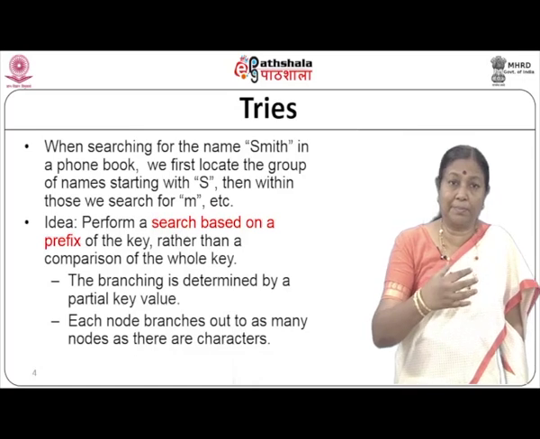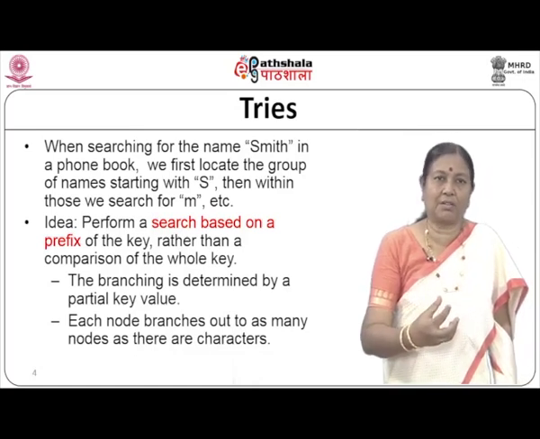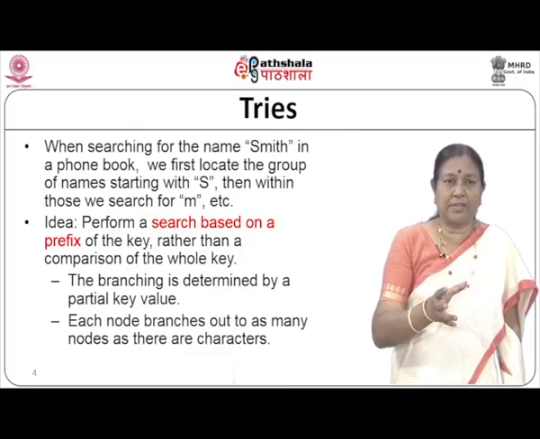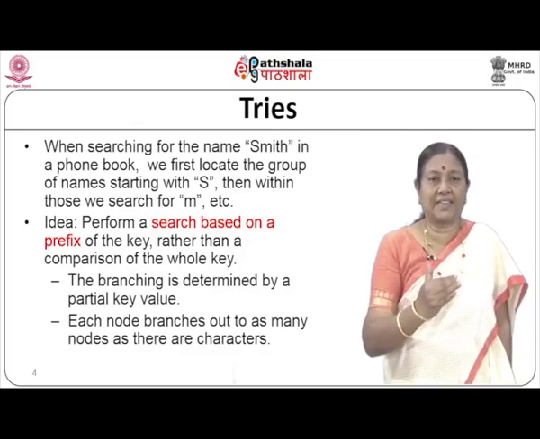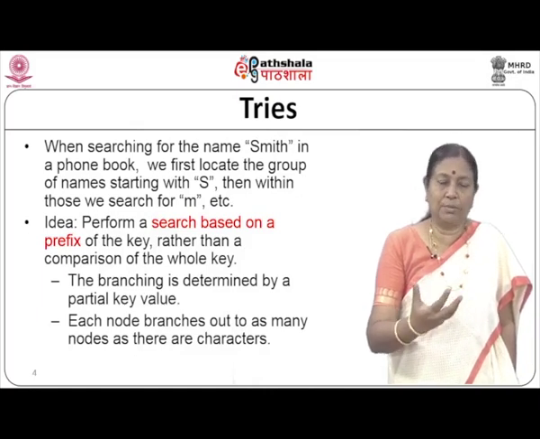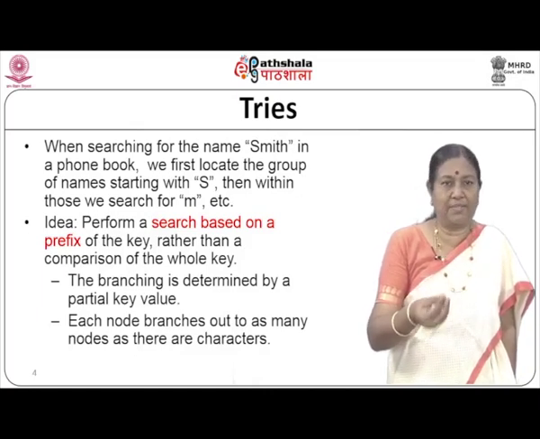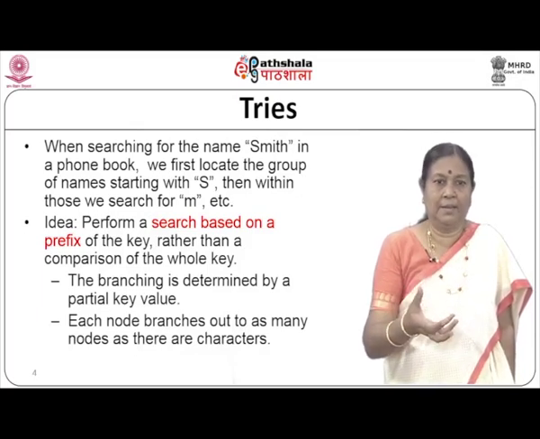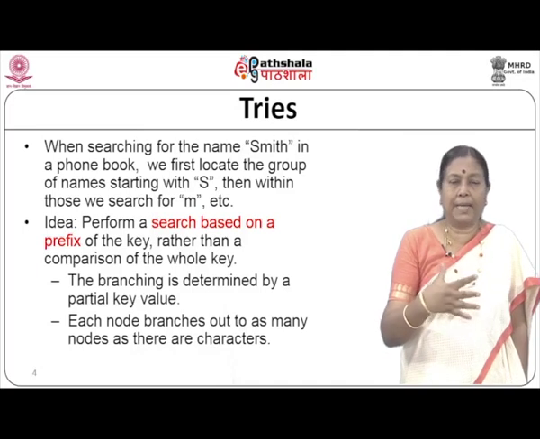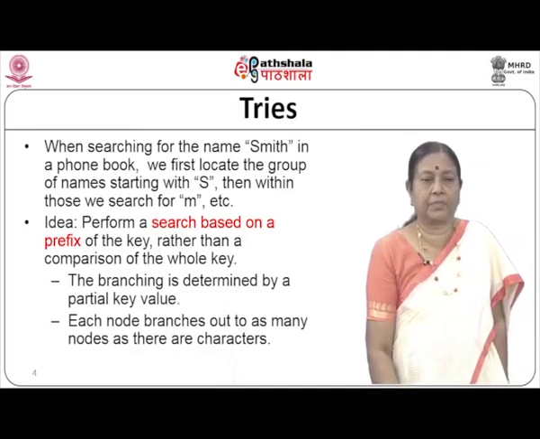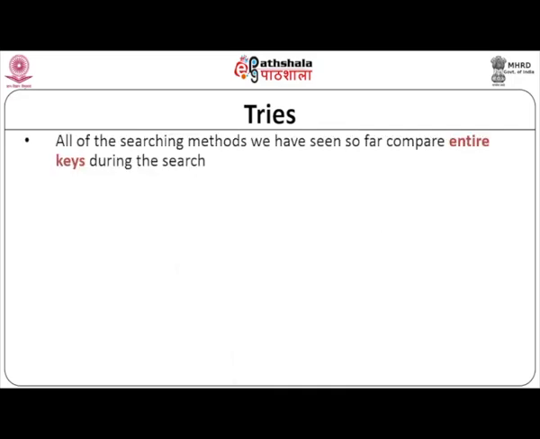Each node branches out, so it is not a binary tree, it is not a 3-way tree or 4-way tree. The branching of the tree is determined by the number of characters that can occur in the key. The characters could be numerical digits or could be alphabetic characters. So, depending upon how many characters are there in the key, that many branchings will be there. We will come to that in a little more detail. Okay. So, let us go some more.